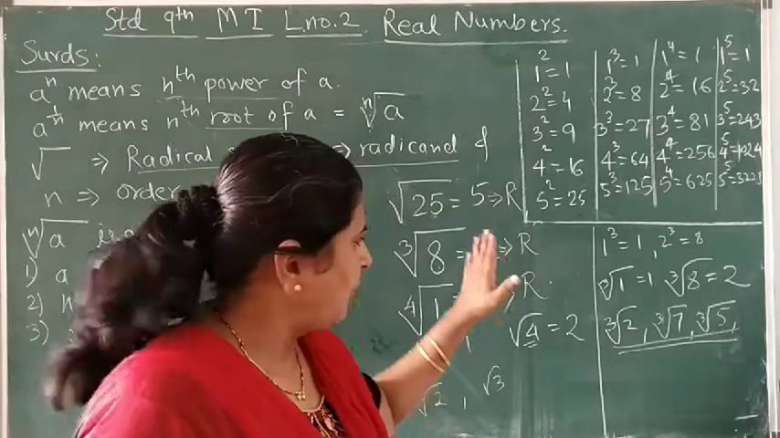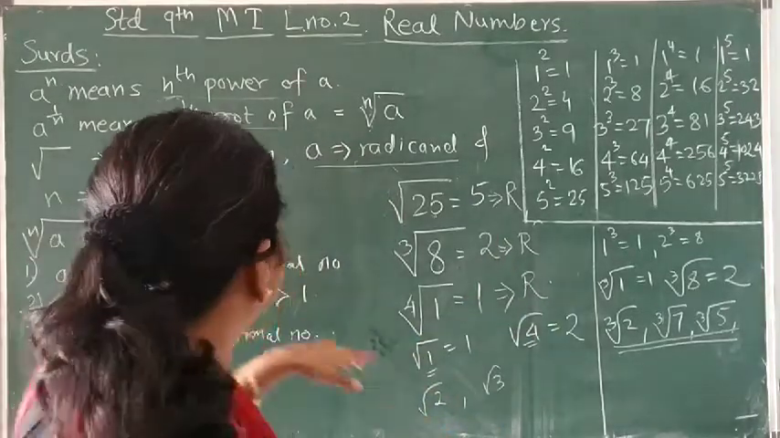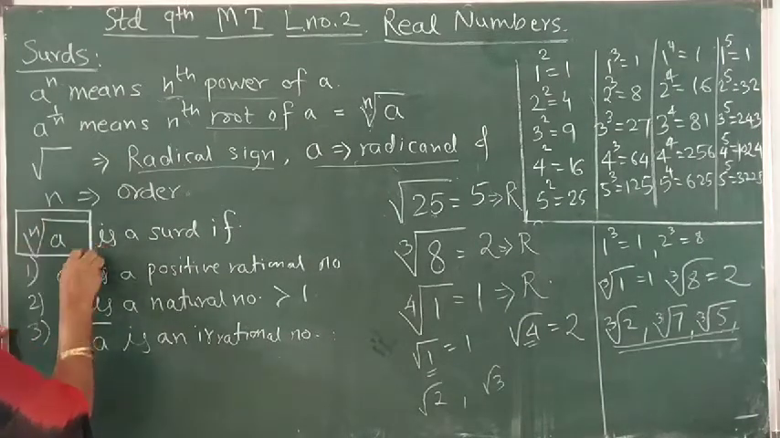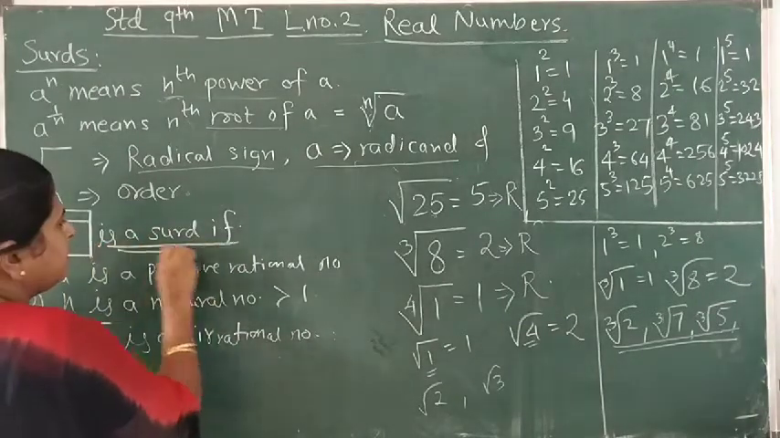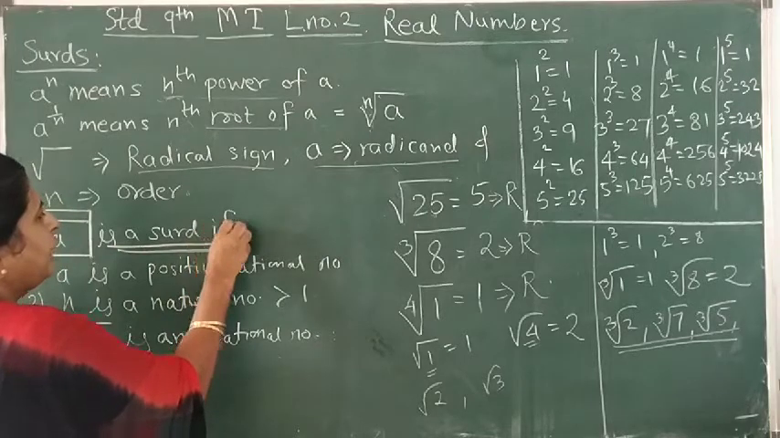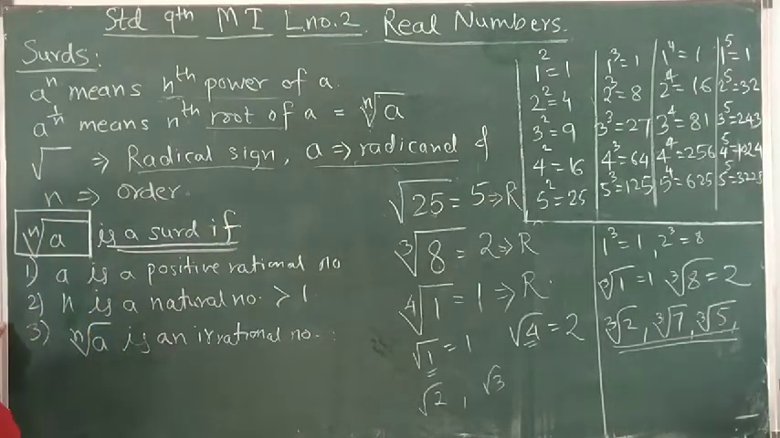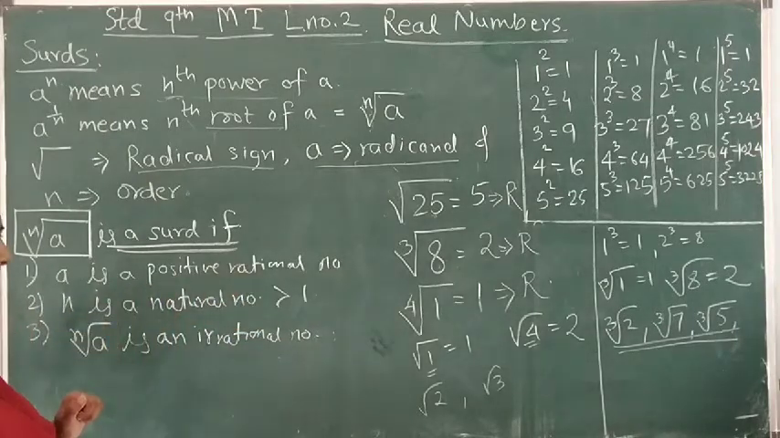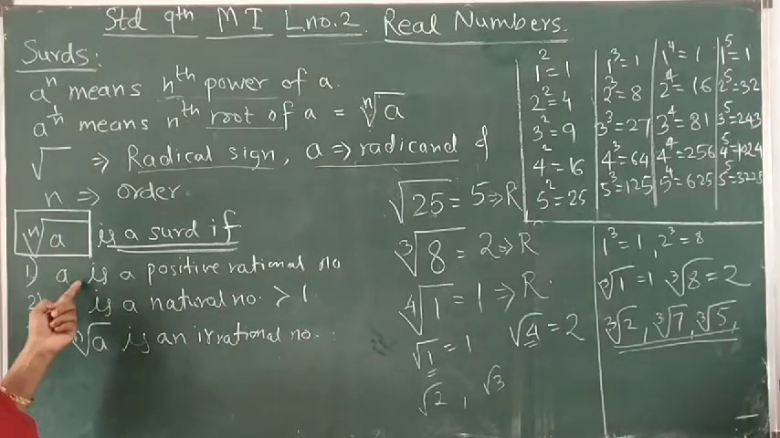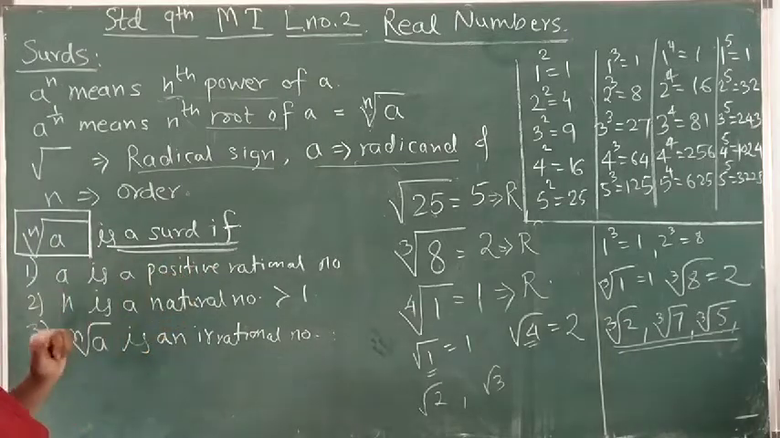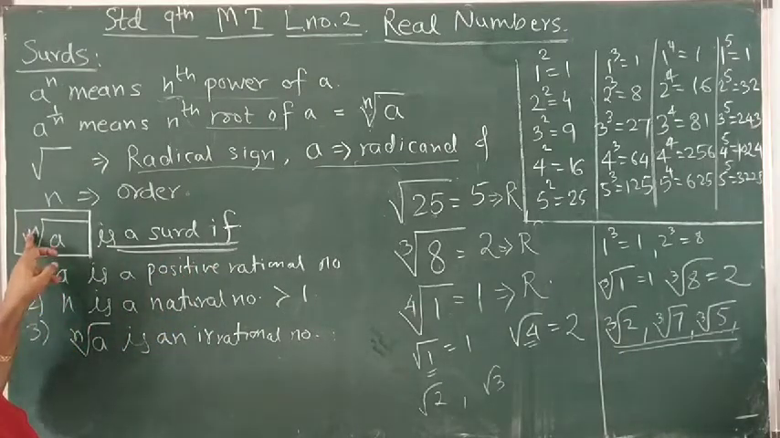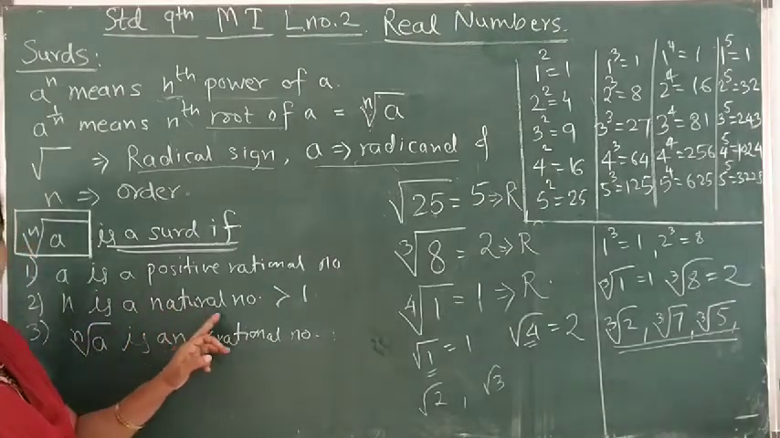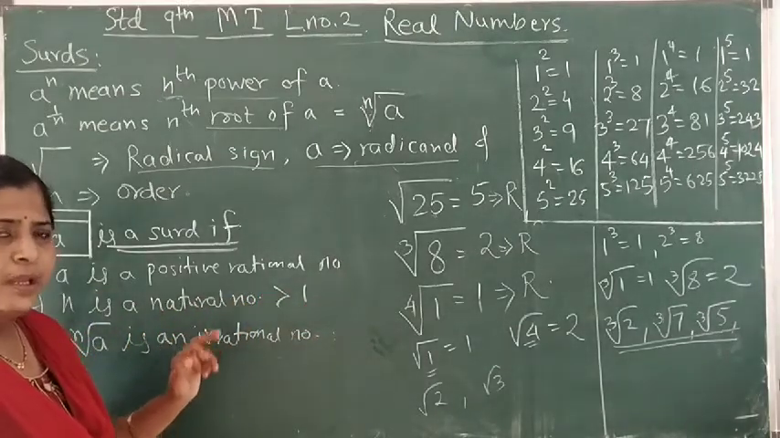Okay. Now after understanding this, let's come to see what a surd is. Now the nth root of a is a surd if we check three things. If a is a positive rational number, meaning the radical part should be a positive rational number. Then n, that is the order of this surd, is a natural number. The order should be a natural number and should be greater than 1.